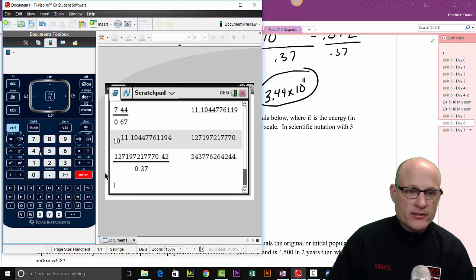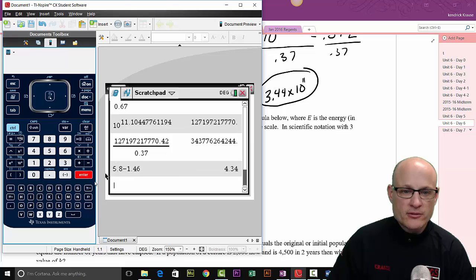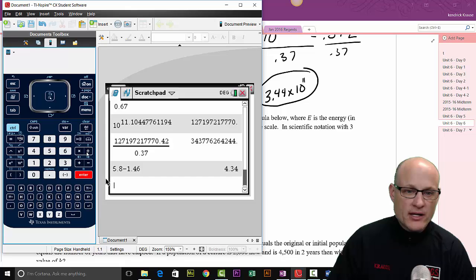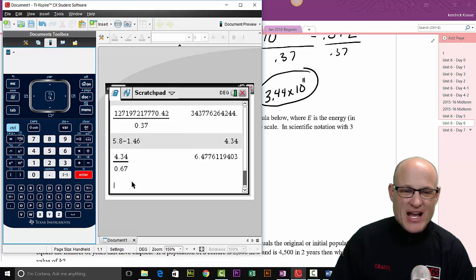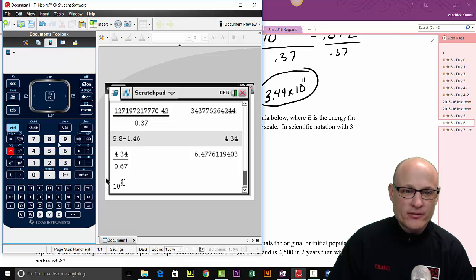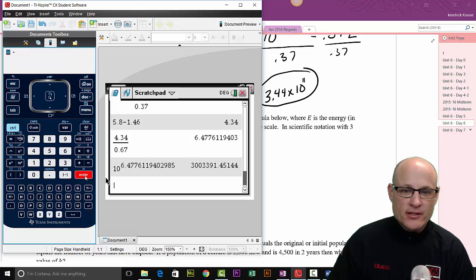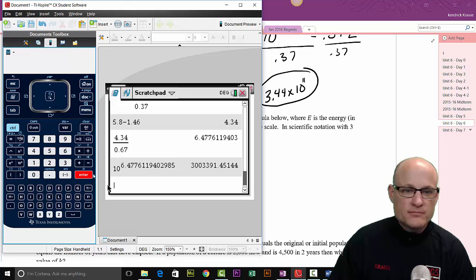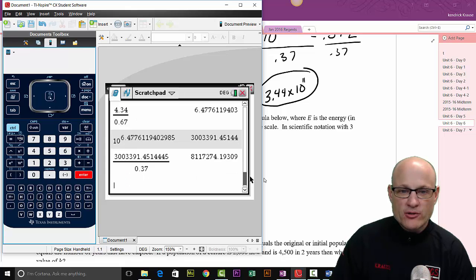We're going to take 5.8, subtract 1.46, enter. Then you're going to divide by 0.67. Get some number. That's our exponent. Then we're going to raise 10 raised to that exponent. And we divide by 0.37. So you should be able to do that one on your own.